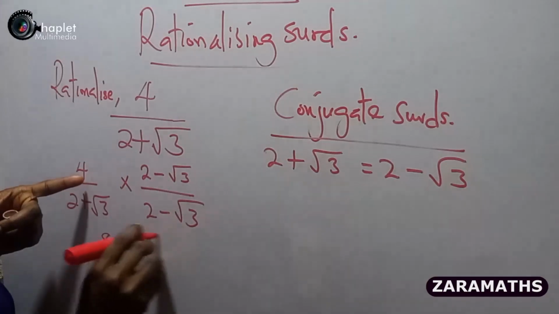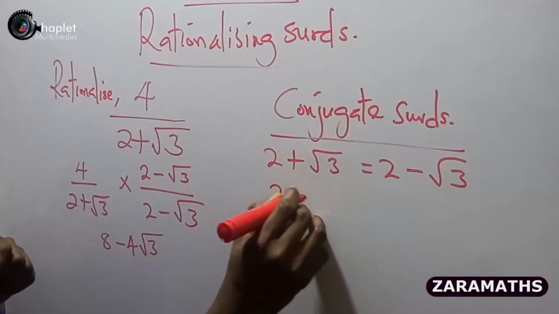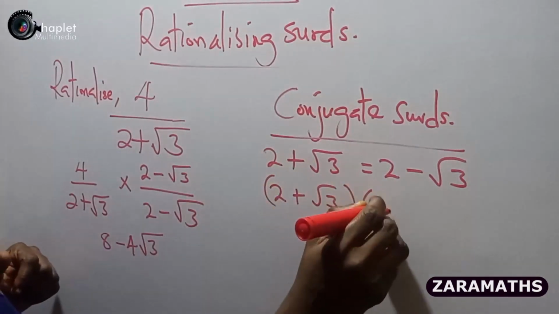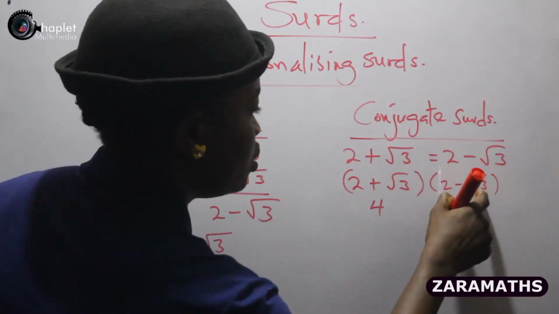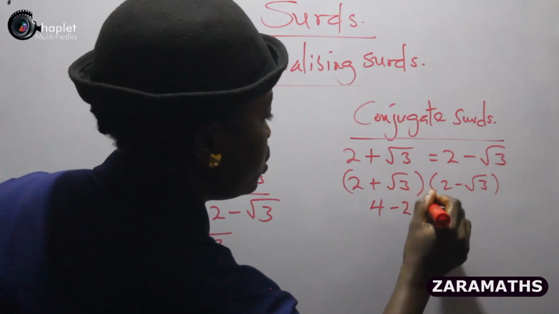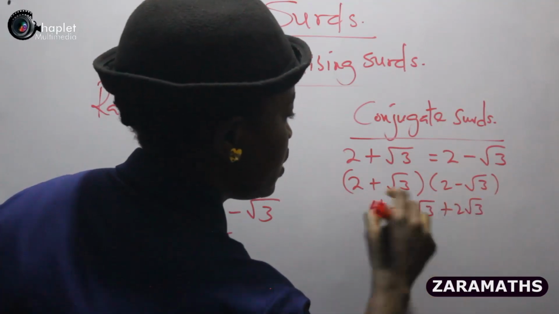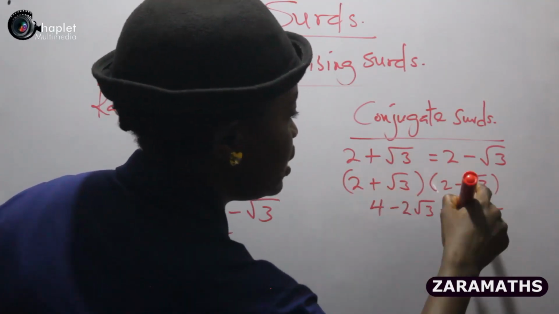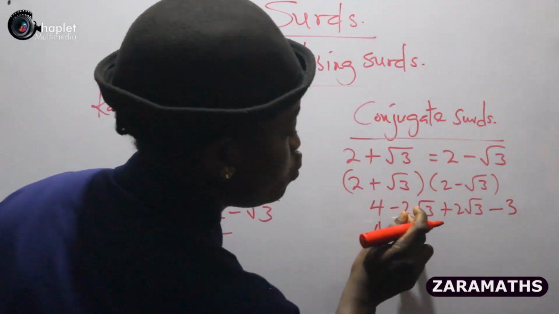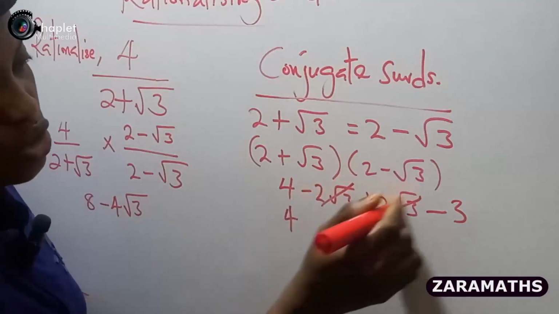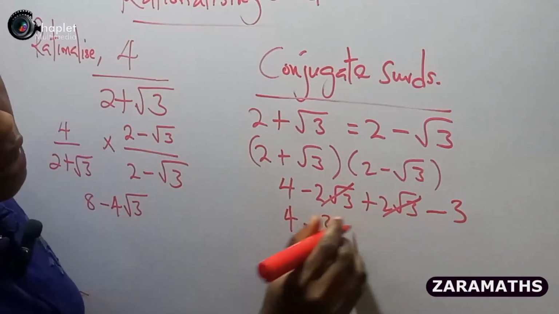minus 4√3. Now, let's do the denominator by expanding the brackets separately to make it faster. 2 times 2 is 4. 2 times minus √3 gives us minus 2√3. Plus √3 times 2 gives plus 2√3. Plus times minus will give us minus. √3 times √3 will give us 3. This becomes 4 minus 2√3 plus 2√3. We cancel out each other. We are left with 4 minus 3, which is 1.